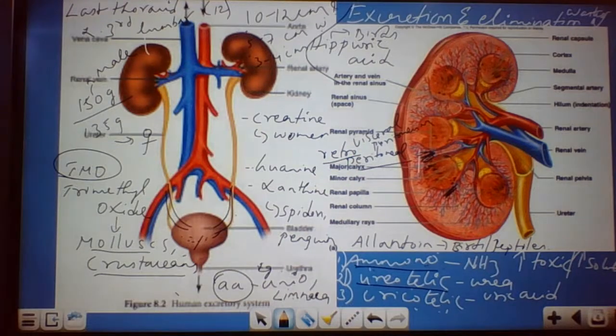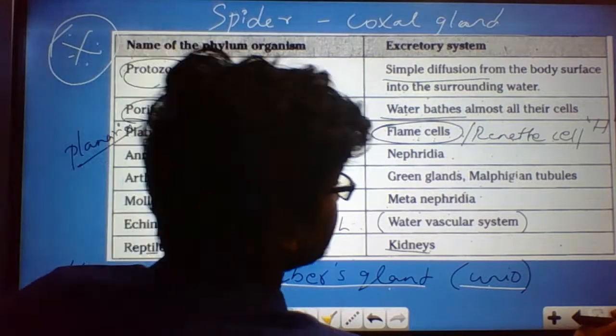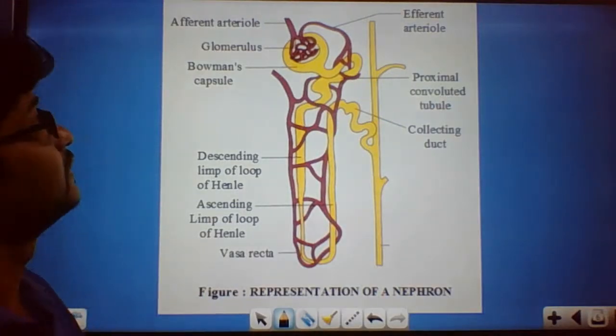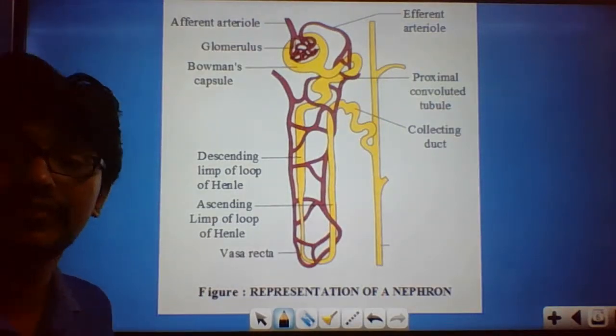Next we move on to the nephrons. When coming to the nephrons, this is the diagram that you would have studied already, the structure of nephron. So which is the structural and functional unit?